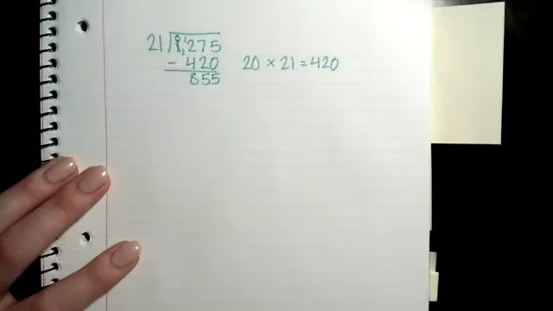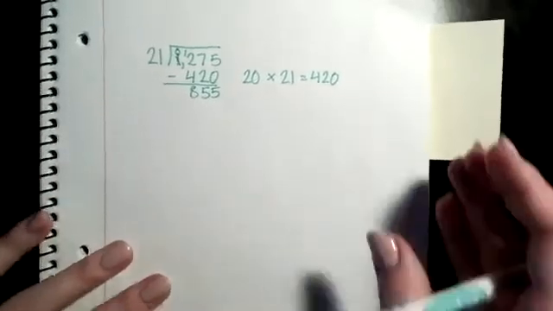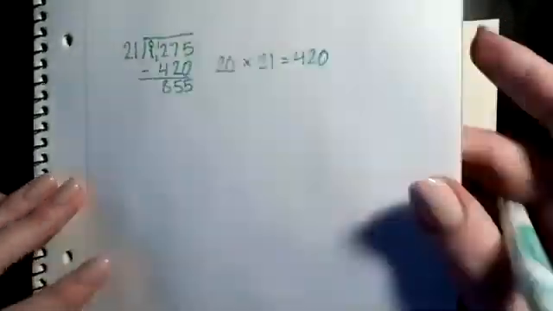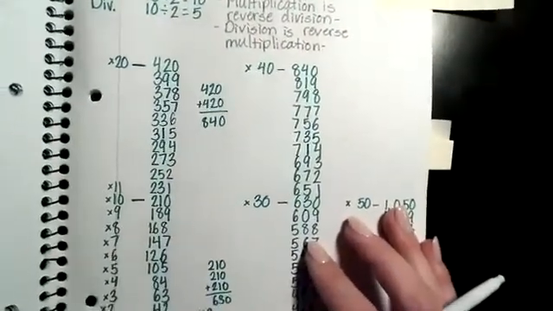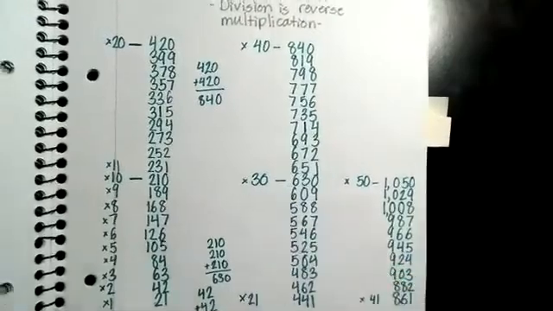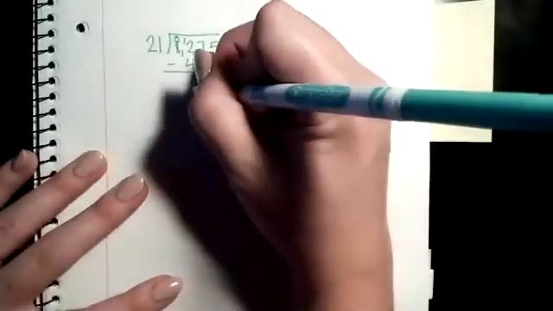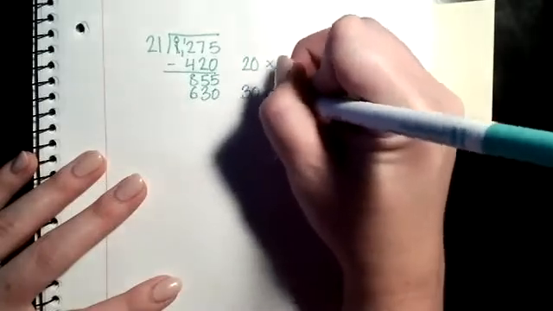Let's keep going. What other multiple do I know that would fit into 855? Well, it looks like I could probably go for a bigger number. Let's see, what other multiples do we have here? I could do, how about 30? 630, that will fit. So I'm going to do 630. And I got that because I did 30 times 21.